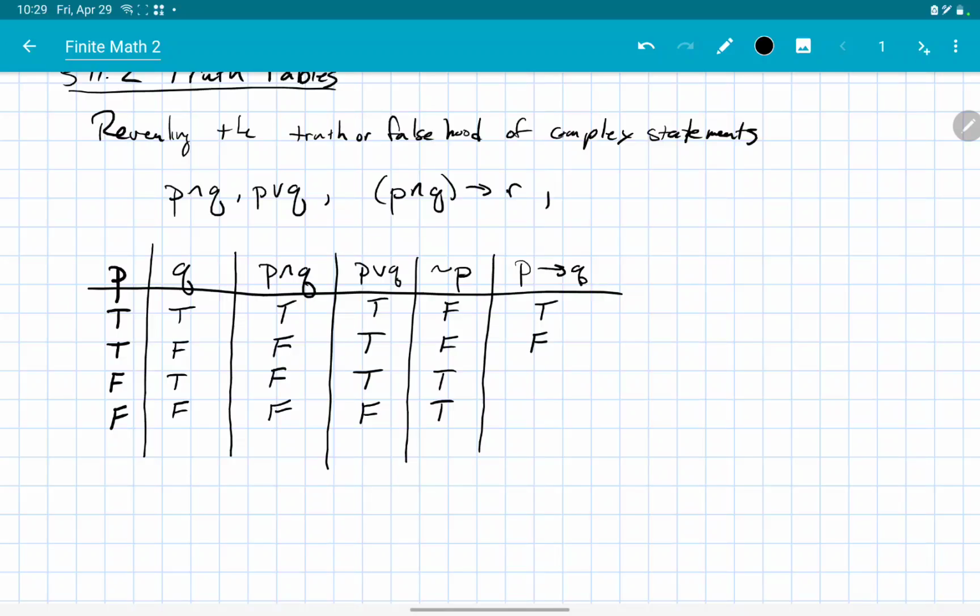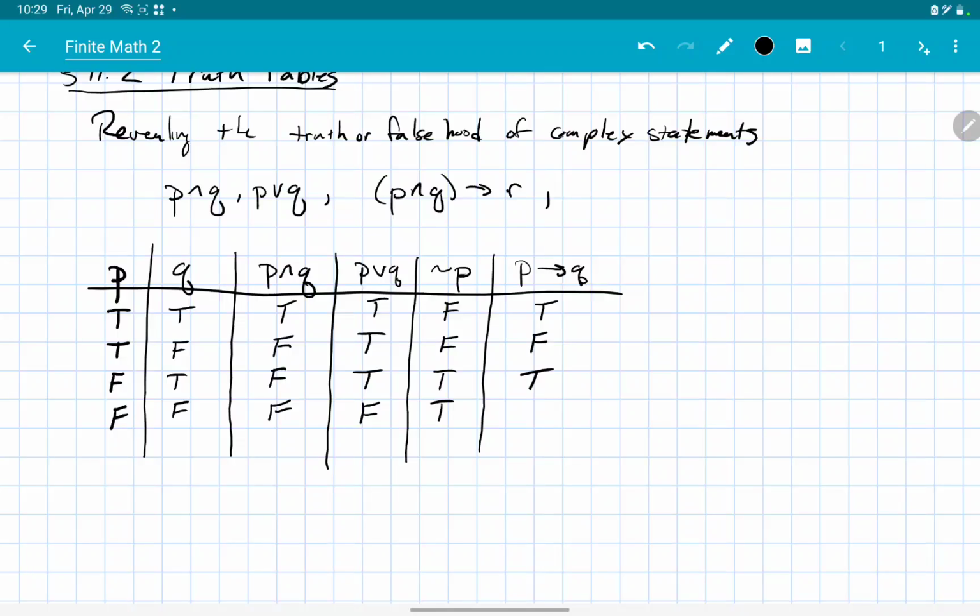How about if P is false and Q is true? That's the tricky one. Okay? This is actually fine. Okay? Let's think about this.